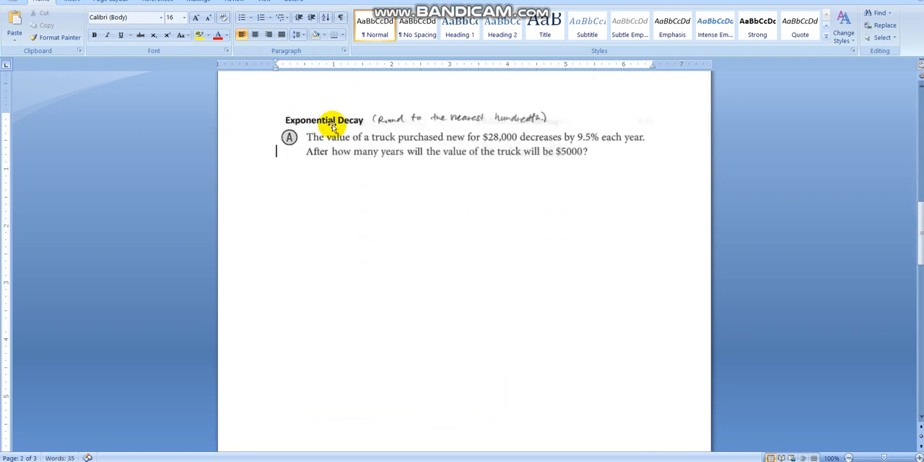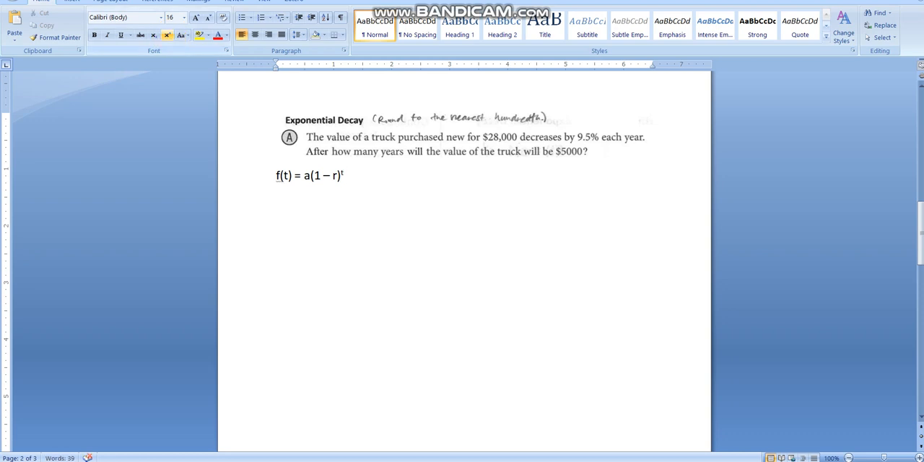Here's exponential decay. The value of a truck purchased new for $28,000 decreased by 9.5% each year. After how many years would the value of the truck be $5,000? Exponential decay is basically the same formula as the other one. The only difference is that instead of a plus here, we have a minus. So it goes 1 minus r, and then raising it to the power of t.